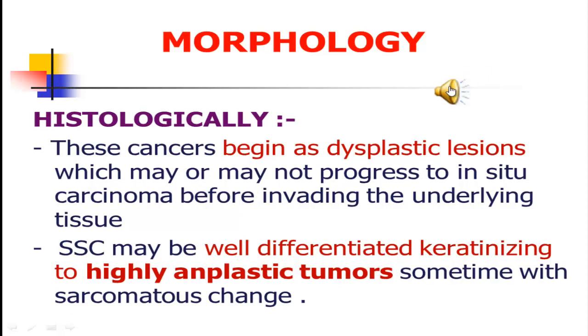Histologically, these cancers begin as dysplastic lesions which may or may not progress to in situ carcinoma before invading the underlying tissue. The fully developed squamous cell carcinomas vary from well-differentiated keratinizing to highly anaplastic tumors, sometimes with sarcomatous change. In the well-differentiated tumors, we can see groups and sheets of squamoid-looking cells with hyperchromatic nuclei with focal areas showing keratin pearl formation and keratinization.